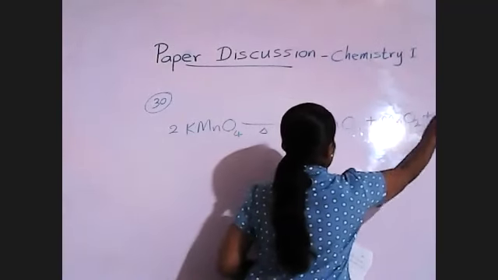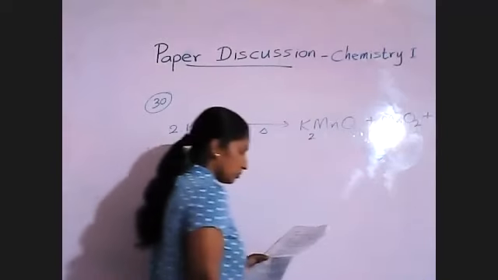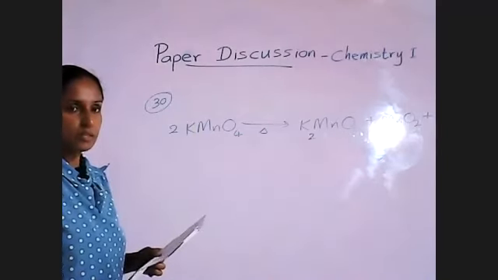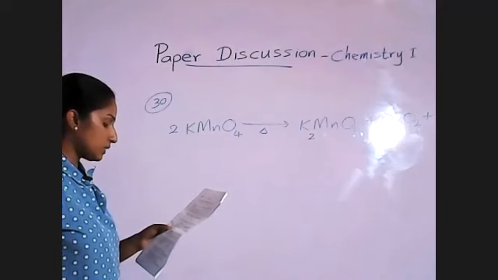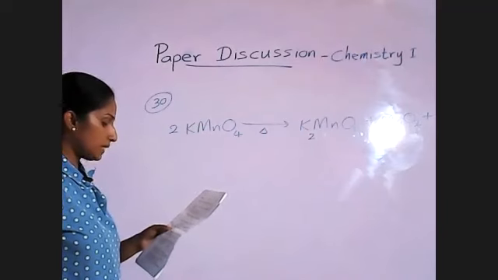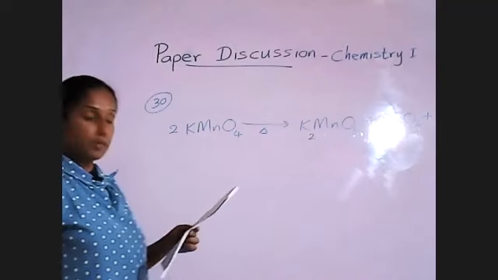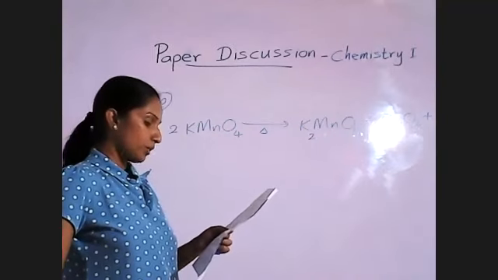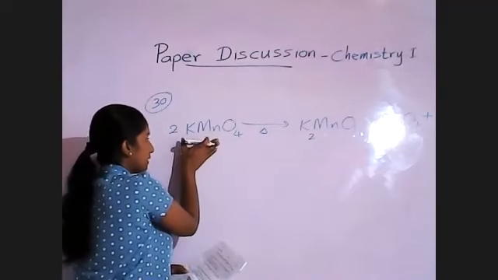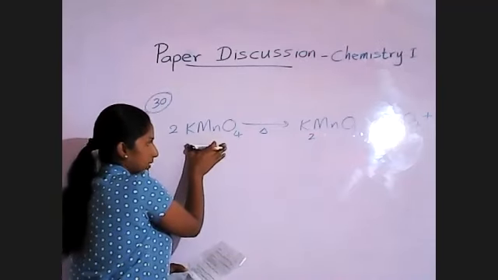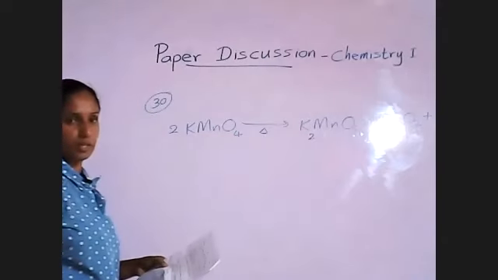Then the side plus go to right. This is the equation now. How many moles of potassium permanganate should be decomposed to produce 3 moles of oxygen gas? We have to get the ratio between potassium permanganate and oxygen.